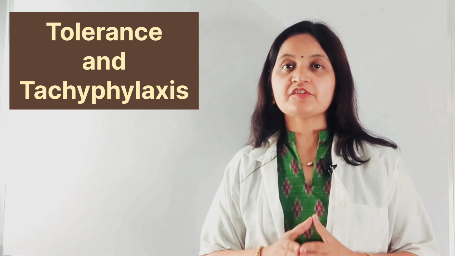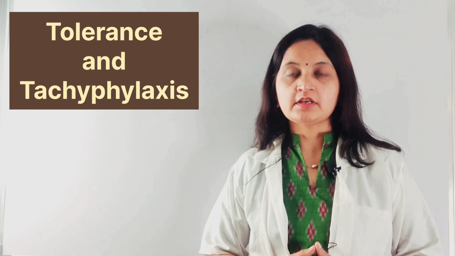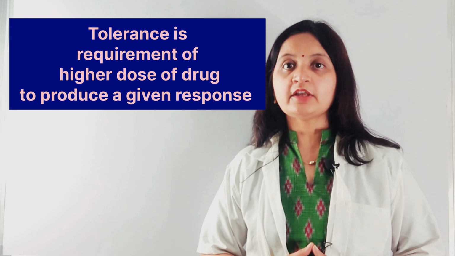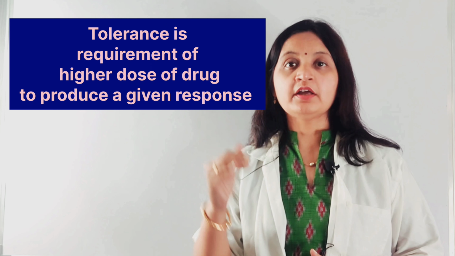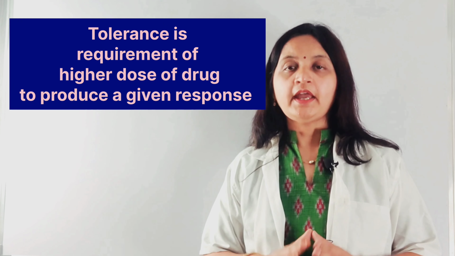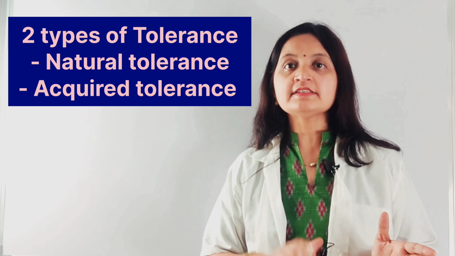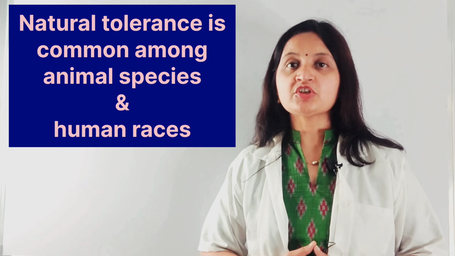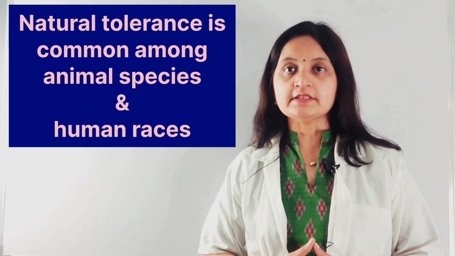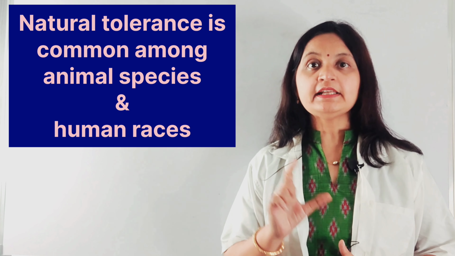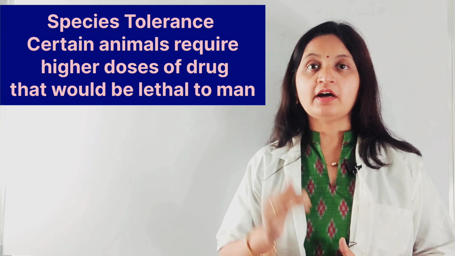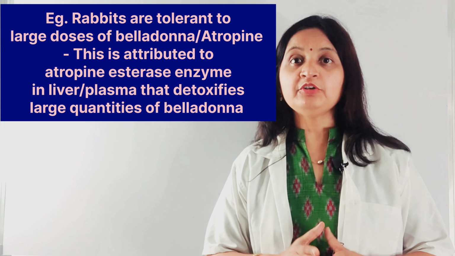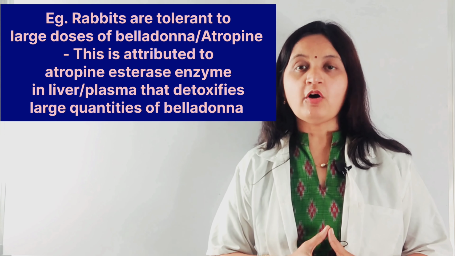Next, we will learn about tolerance and tachyphylaxis that are responsible for decreased drug response. So what is tolerance? Tolerance is requirement of a higher dose of drug to produce a given response. It is of two types, natural tolerance and acquired tolerance. Natural tolerance is common among animal species and among various human races. In species tolerance, certain animals require higher doses of drug that can be lethal to man. For example, rabbits are tolerant to large quantities of belladonna or atropine.